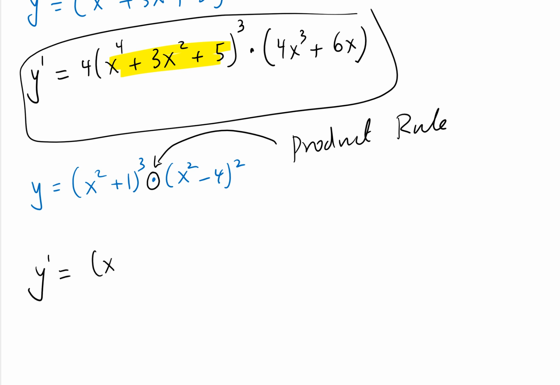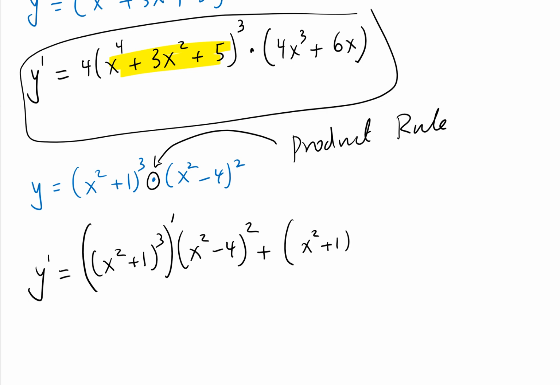The product rule says you find the derivative of the first one times the second one as is, plus the first one times the derivative of the second one. That's the product rule that we covered in the previous section. So you copy twice, derivative on the first, derivative on the last.